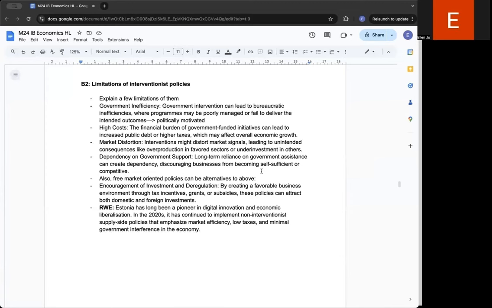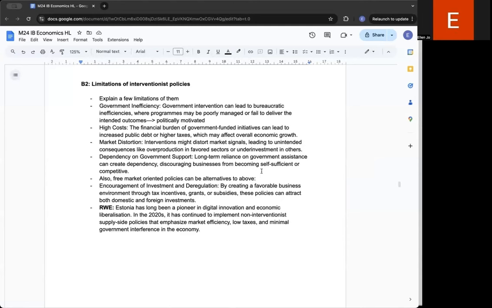The financial burden of government-funded initiatives can lead to increased public debt or higher taxes, which may affect overall economic growth. Also, interventions might distort market signals. Similarly, long-term reliance on government assistance can create dependency, discouraging entrepreneurial spirit. Alternatively, free market-oriented policies can be rather more effective.